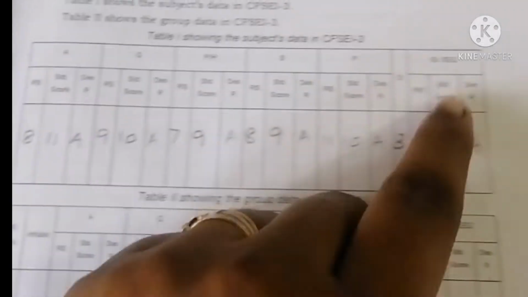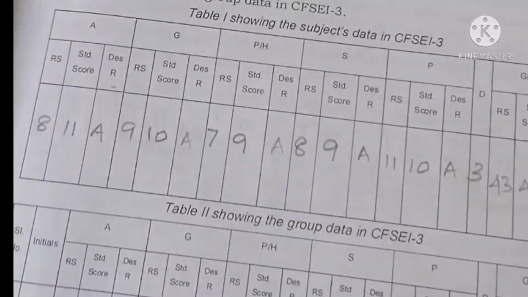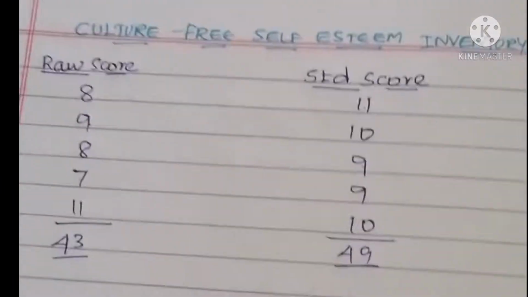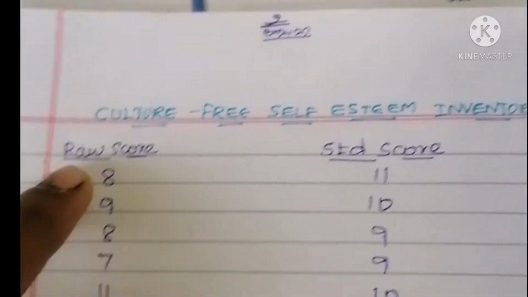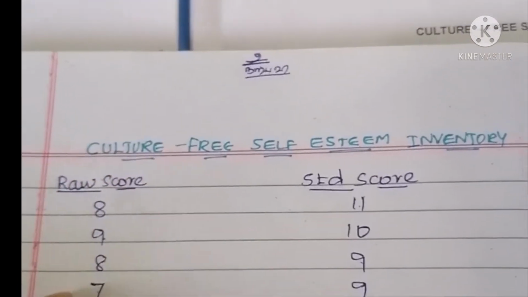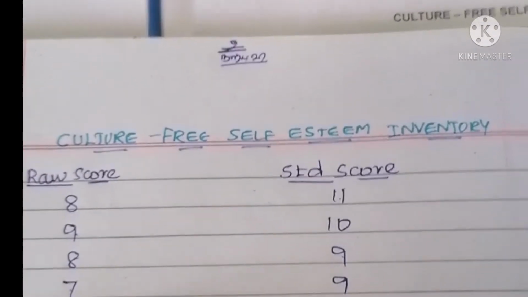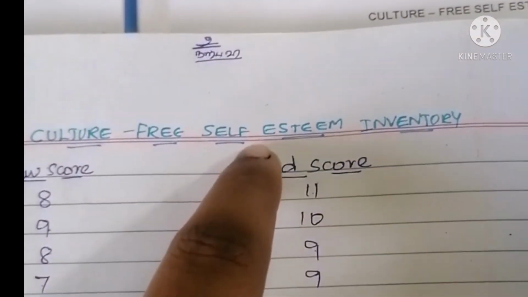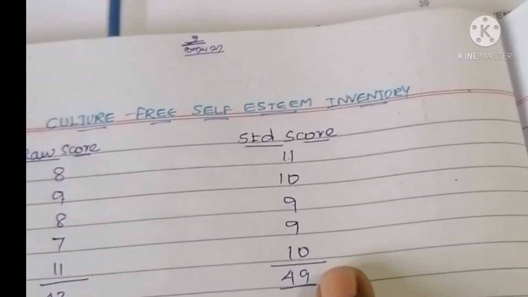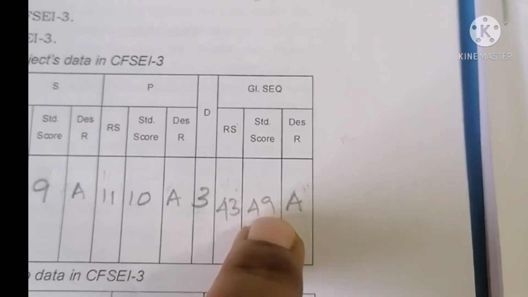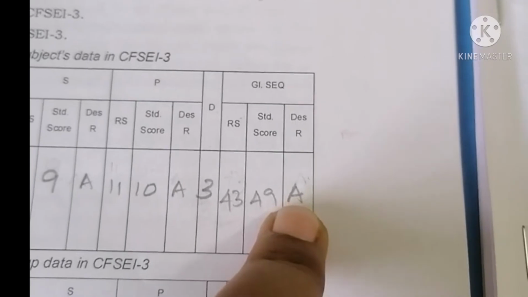Global self-esteem quotient. In the raw score you add all the raw scores. For example, my raw score in each dimension, I put it here, and adding it will be 43. Like that you add the standard scores separately. My answer is 49. I put it in the raw score and standard score. The descriptive rating will be average self-esteem.